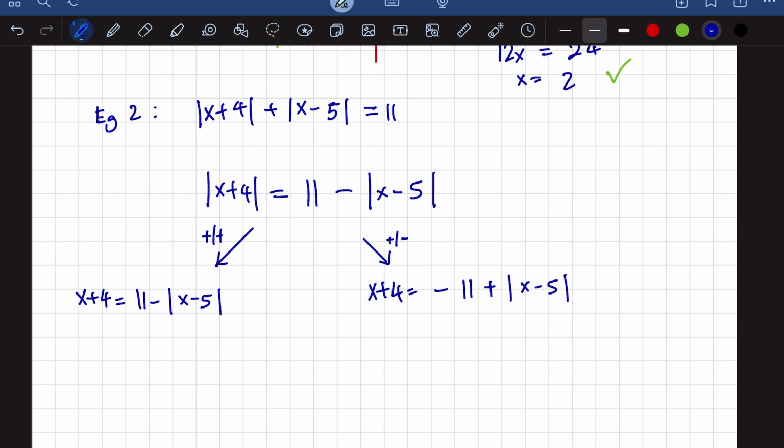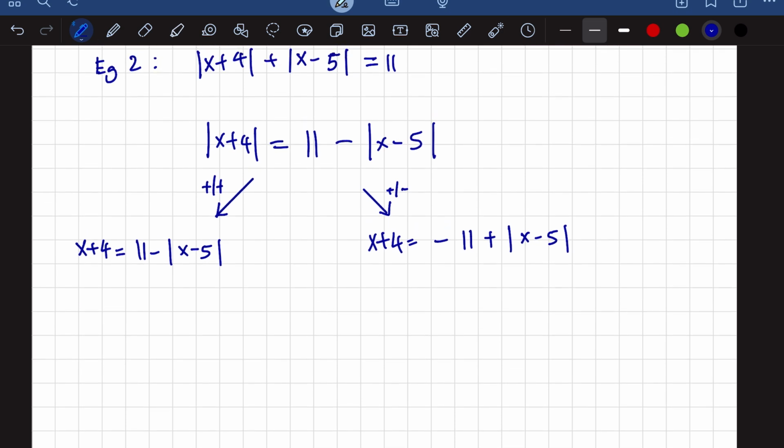So the minus version essentially I multiply negative to the right side. Okay. So what's interesting here is that we will actually have to further split the things up. So we try to isolate the modulus first, okay? So maybe we do it on the left side, yeah? So I'll bring the modulus to the left. So |x - 5| = 11 - x - 4. So |x - 5| = -x + 7.